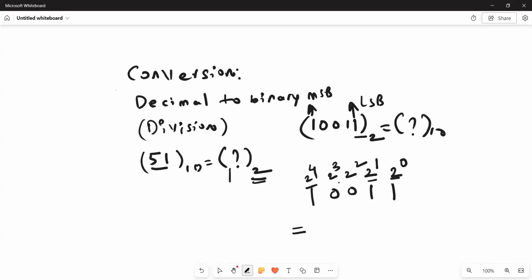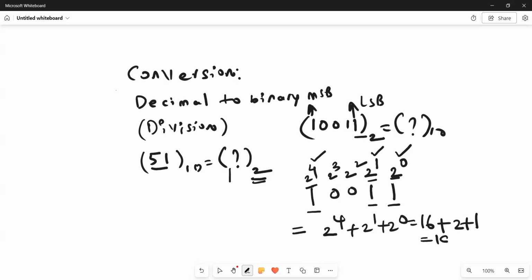So there are 3 ones here. The corresponding weights are 2 power 4, 2 power 1 and 2 power 0. Add those weights: 2 power 4 plus 2 power 1 plus 2 power 0. So what is 2 power 4? 16, plus 2, plus 2 power 0, which is 1, which gives 19.